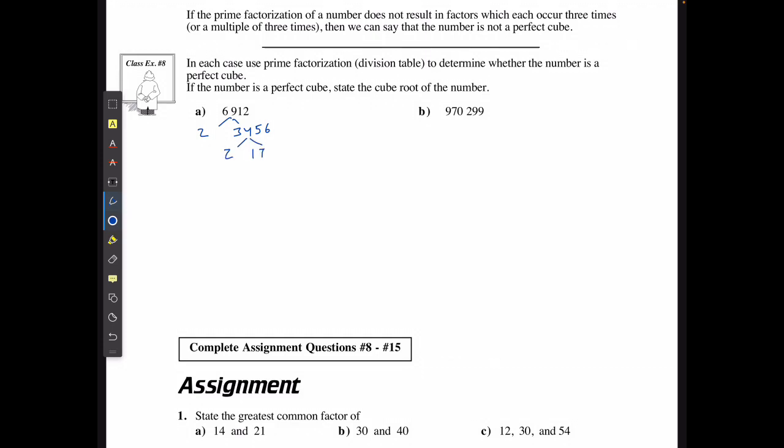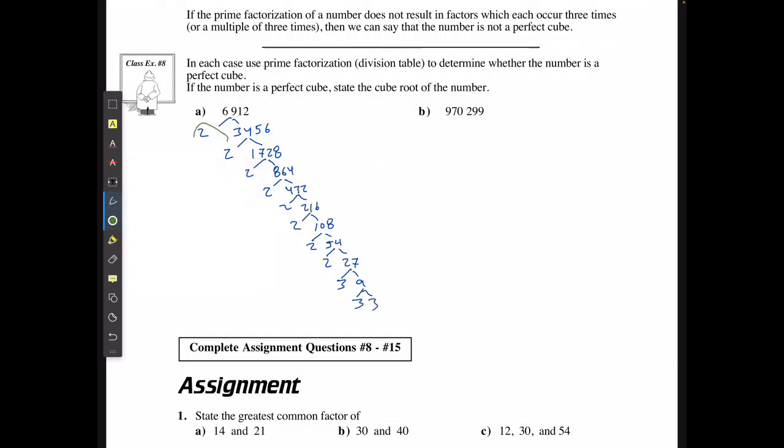2 and 1,728, 2 and 864, 2 and 432, 2 and 216, 2 and 108, 2 and 54, 2 and 27, 3 and 9, 3 and 3.